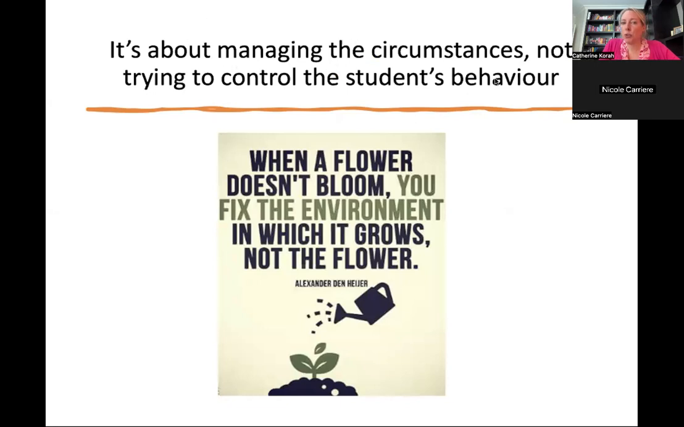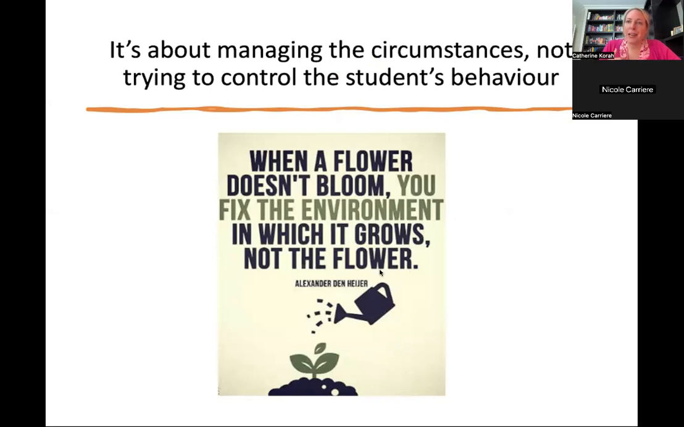And so when we understand that, and that the student is faced with a struggling situation, it's not about trying to control the student's behavior. It's about managing the circumstances to help them be more successful. And so I love this quote: we're so much more intuitive when it comes to gardening, that when a flower doesn't bloom, we fix the environment in which it grows, not the flower itself.